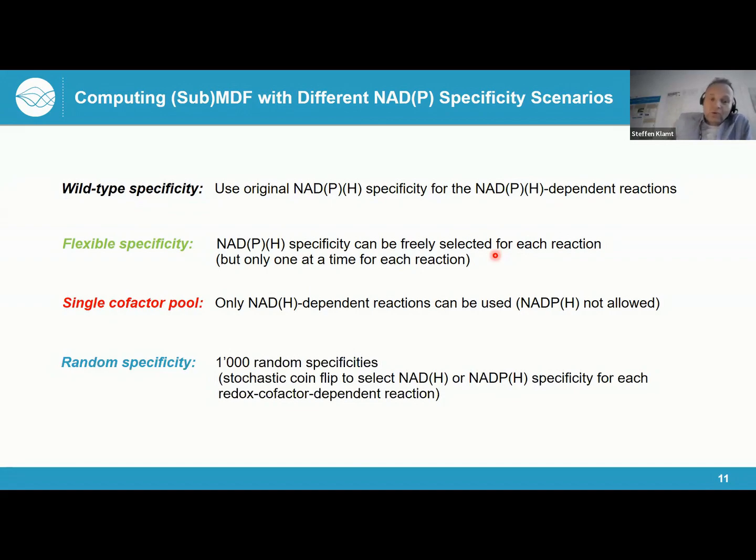And finally, we have also generated random specificities, 1,000 random specificities, by a stochastic coin flip to select either NAD or NADP specificity for each reaction. And these random specificities can then be compared to the Y-type specificity.